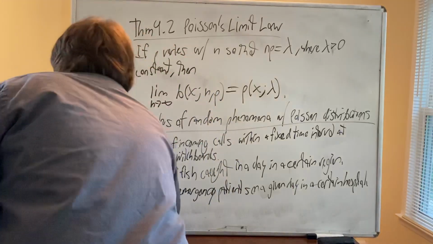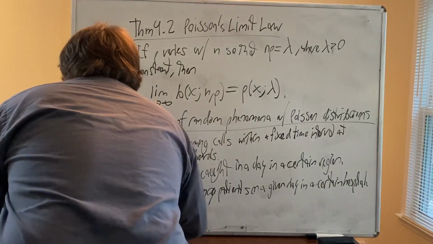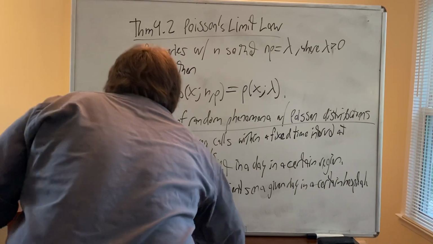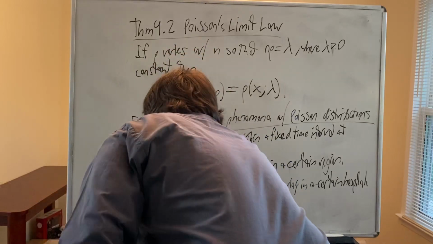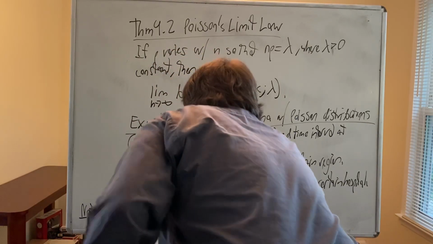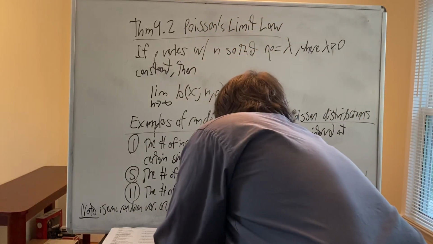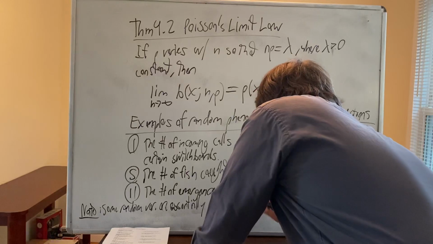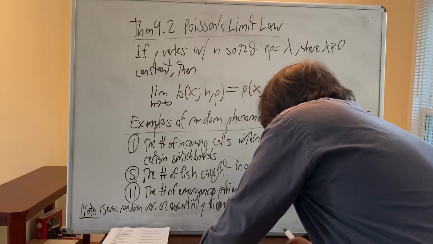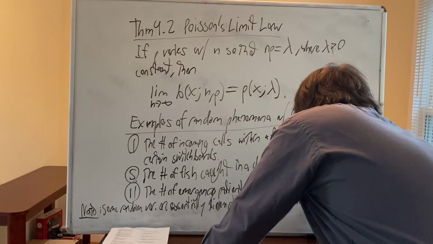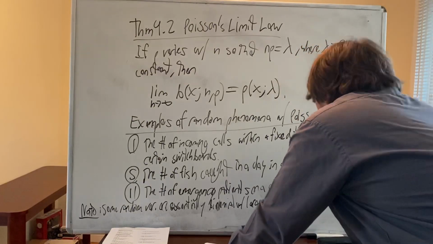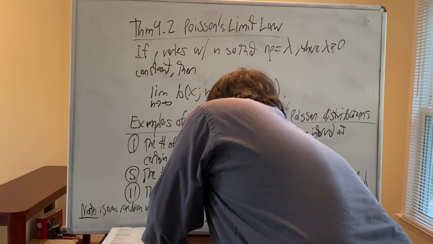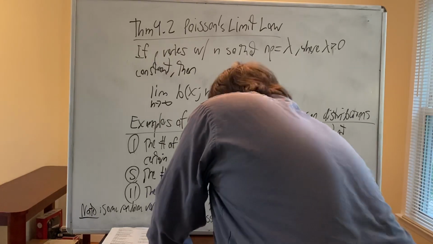And so let me just make a note here. So some random variables are essentially binomial random variables with large n and small p. Hence, they are essentially Poisson random variables.